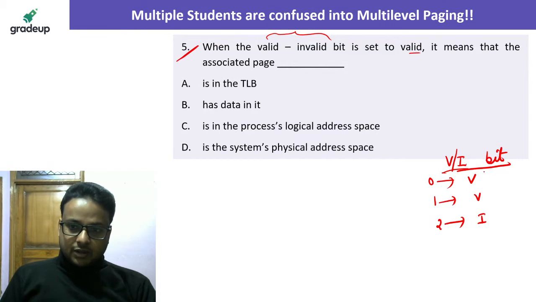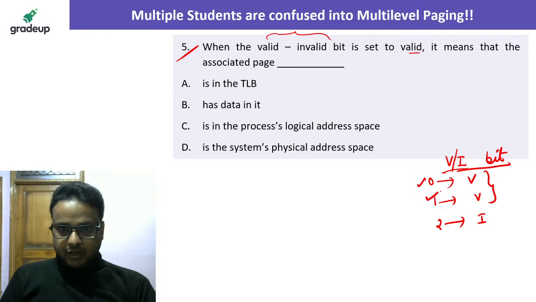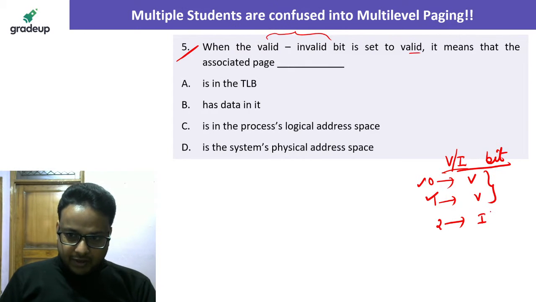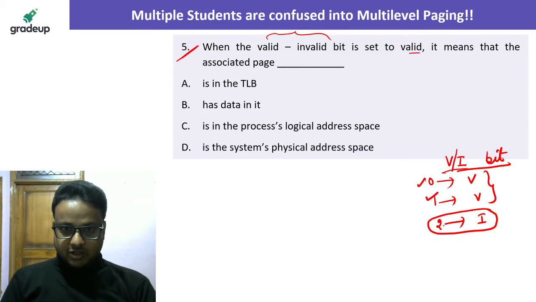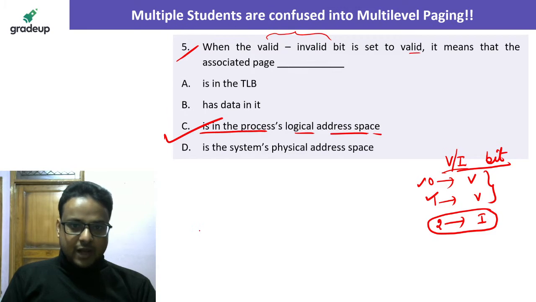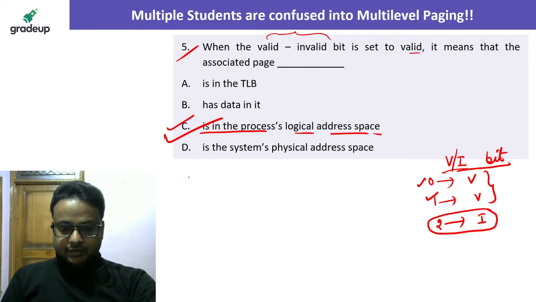Now here valid means we have pages 0 and 1 in the memory, in the RAM. And if it is invalid, the meaning is that the page exists, but the page is in the hard disk. So valid means the associated page is in the process address space. So the answer of this question will be option C.